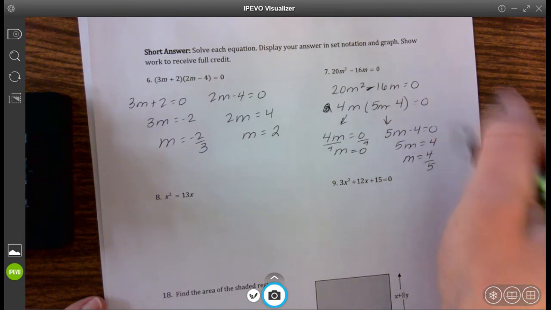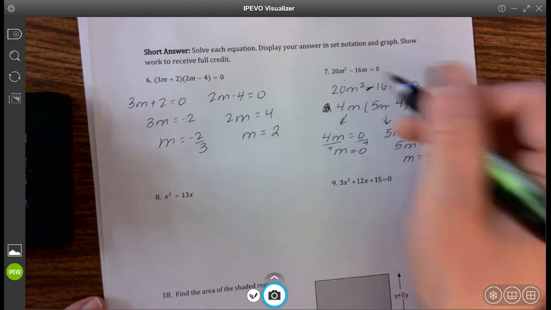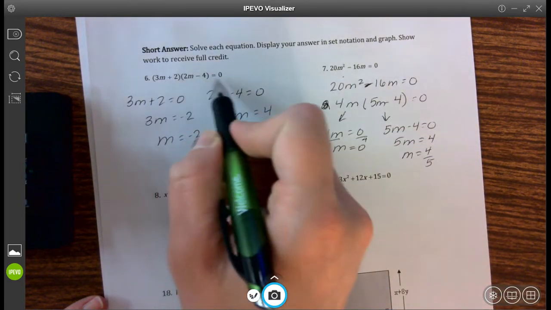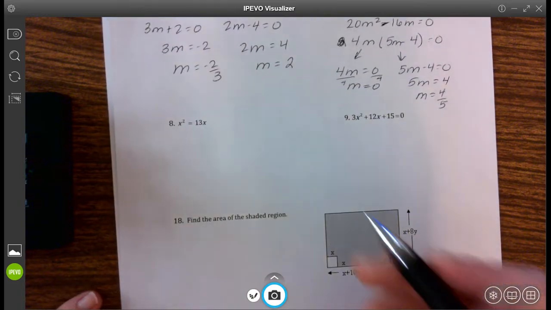This means that if I substitute 4/5 back in here, or 0, I'll get 0. If I substitute a negative 2/3 or a 2 back in here, I should get 0.